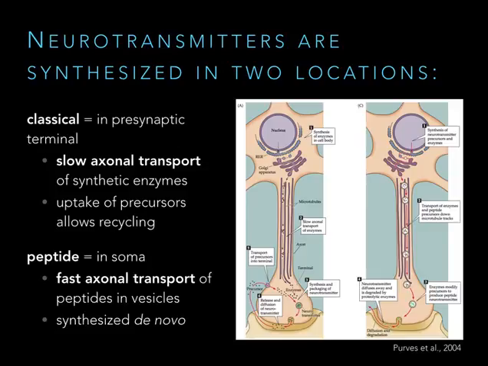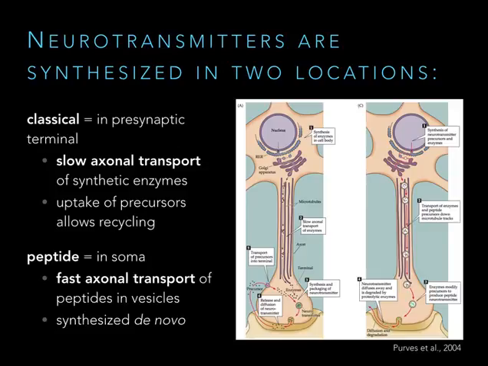So what we do to make our classical neurotransmitters, which are shown on the left there, we synthesize the enzymes in the cell body, because that's where our nucleus is, so that's where gene expression takes place. Once we create the enzymes necessary to make our classical neurotransmitter, we then transport those down the axon in what we call slow axonal transport. Those enzymes eventually reach the presynaptic terminal, and there they will generate the neurotransmitter locally.